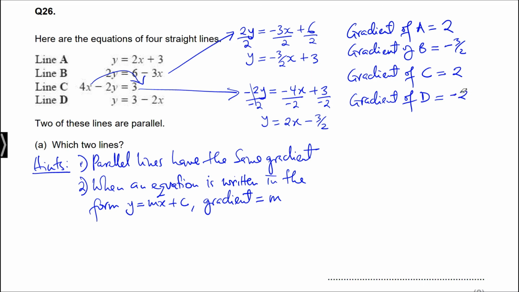So we can clearly see here that, so this is negative 2. So we can see that these 2 lines have the same gradient, and we know that parallel lines have the same gradient. So basically, the 2 lines that are parallel will be A and C.